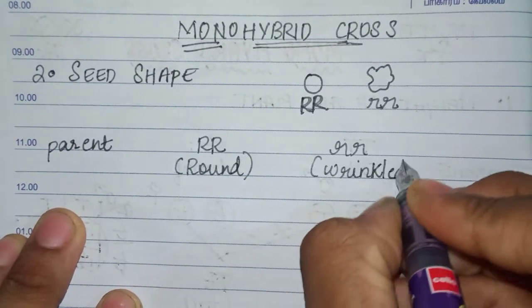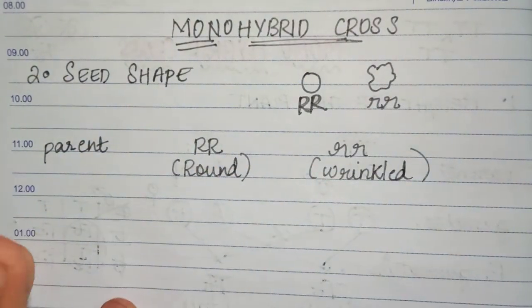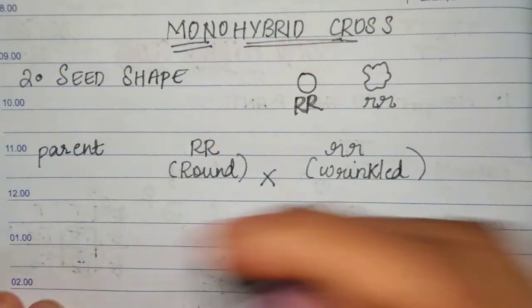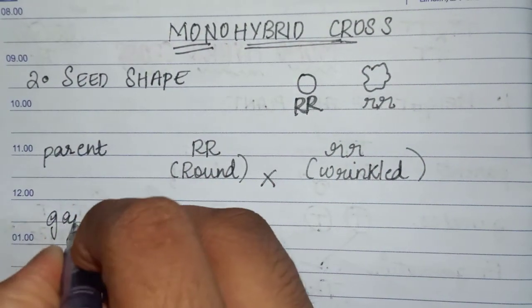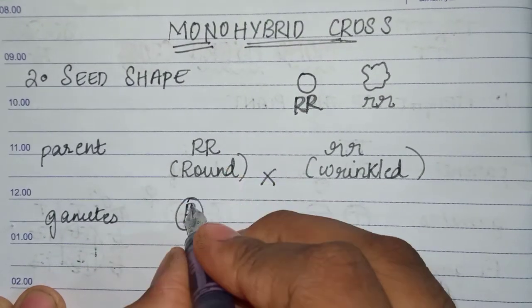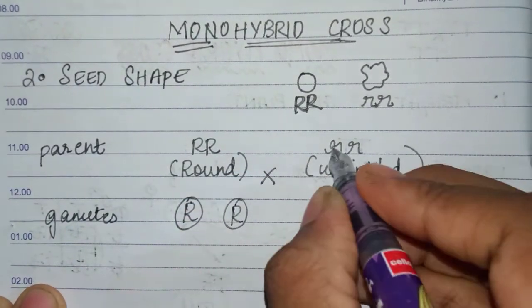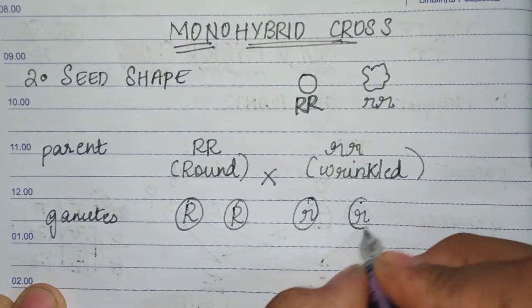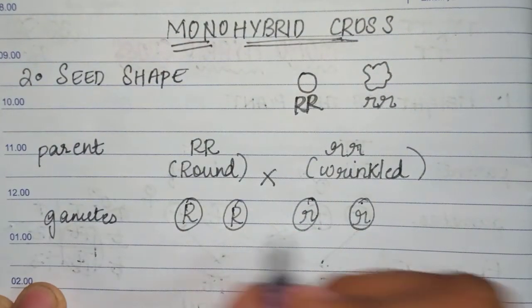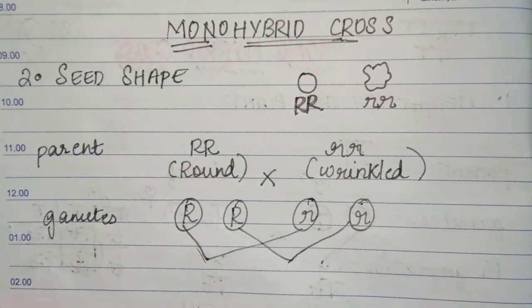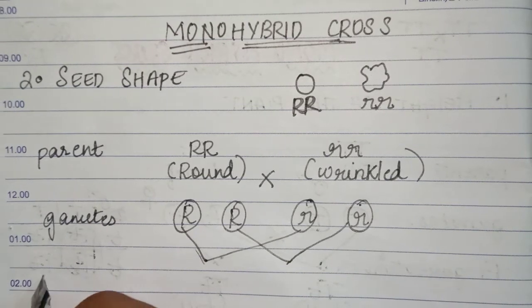Now you've got the parent generation, and you're going to cross both. When you cross, you need the gametes. You separate the gametes as capital R and capital R, and again small r and small r. Now we've got the gametes. Now cross them. You can use two methods, as I told you. You can match the gametes like this.